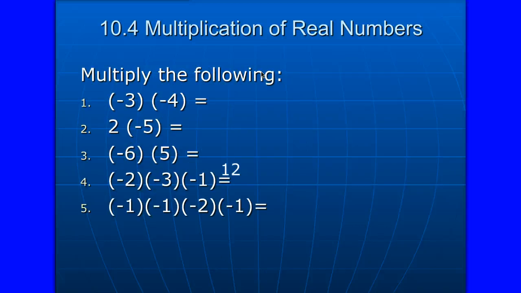Like this page. Negative 3 times negative 4. Well, you've got a negative times a negative. Negative times negative is positive. 3 times 4 is 12.